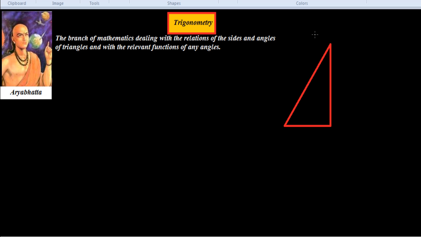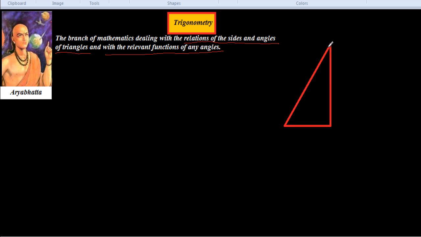In this session we will study trigonometry, the branch of mathematics dealing with the relation of the sides and angles of a triangle and with the relevant functions of any angles. So here you see the relations of the sides and angles of a triangle with the relevant functions of any angles we study in trigonometry.